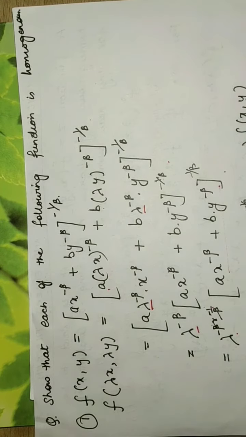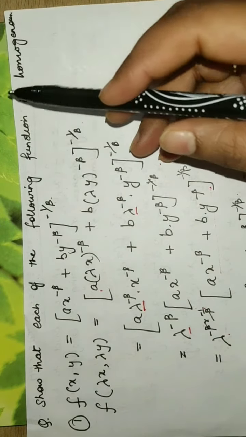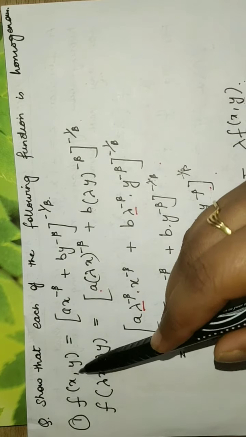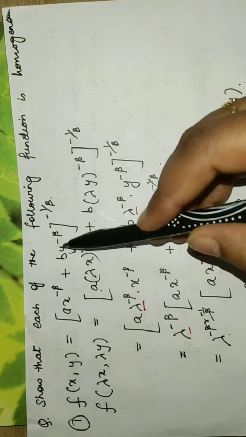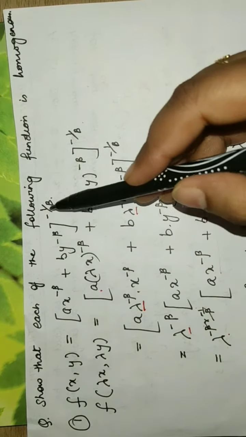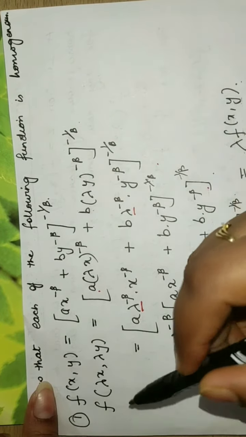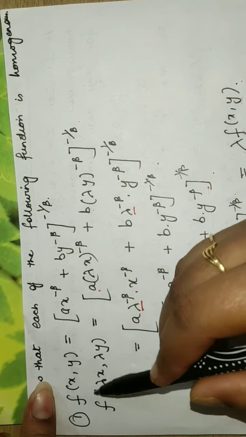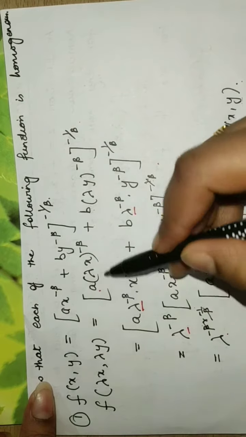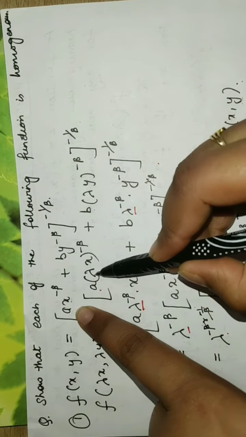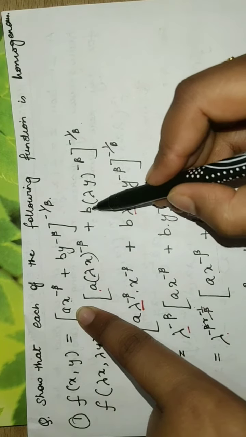We move to the next question, that is, show that the following function is homogeneous. What is the function? f of x, y is equal to a x to the power minus beta plus b y to the power minus beta, whole to the power 1 by beta. Right? Now we have to multiply each variable by lambda. f of lambda x comma lambda y is equal to a into lambda x whole raised to the power minus beta plus b.